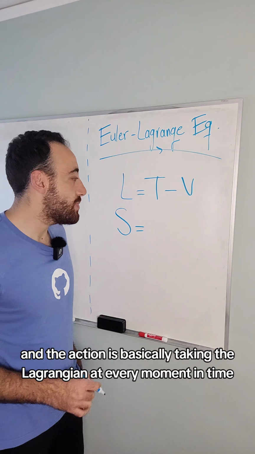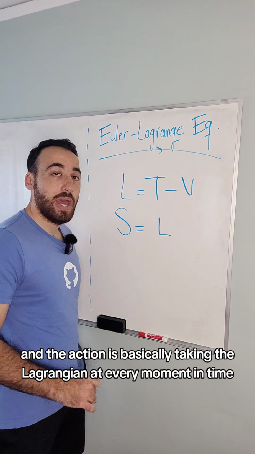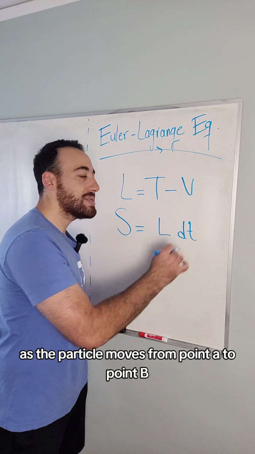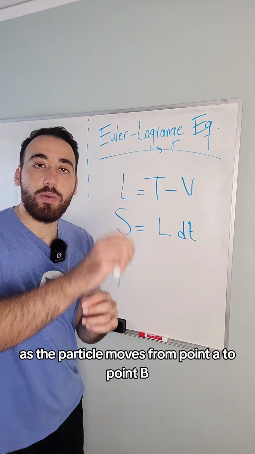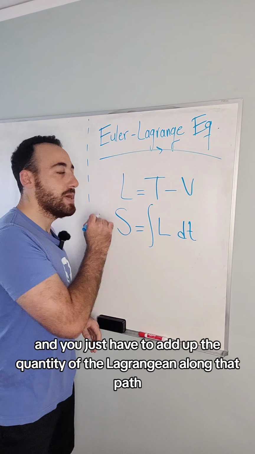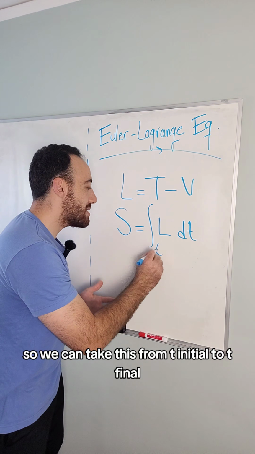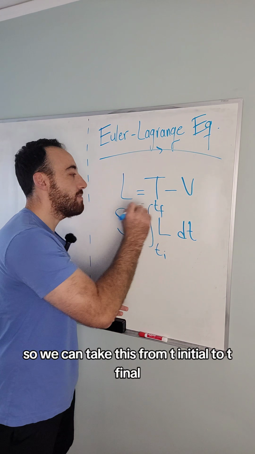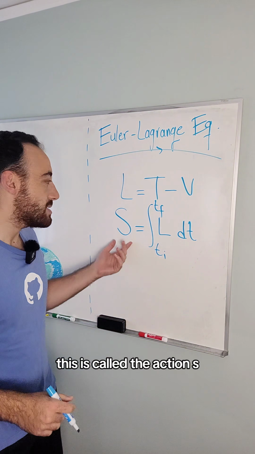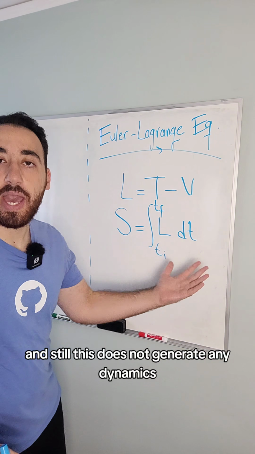And the action is basically taking the Lagrangian at every moment in time as the particle moves from point A to point B, and you just have to add up the quantity of the Lagrangian along that path. So we can take this from t initial to t final. This is called the action S. And still, this does not generate any dynamics.